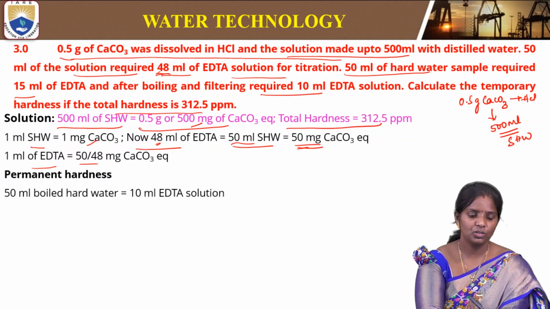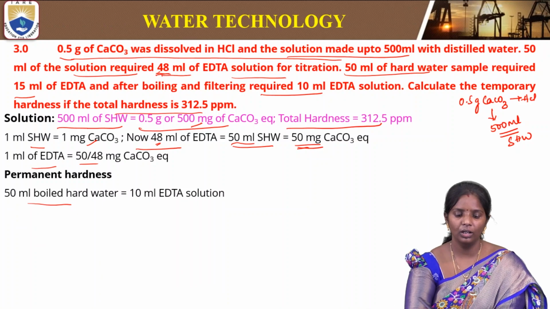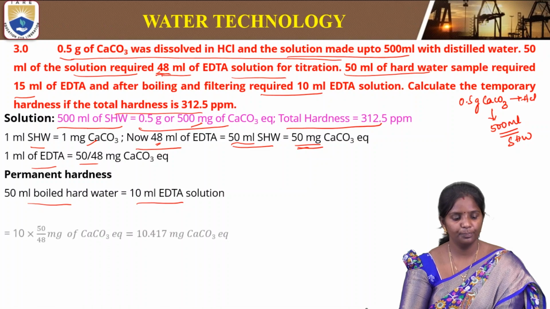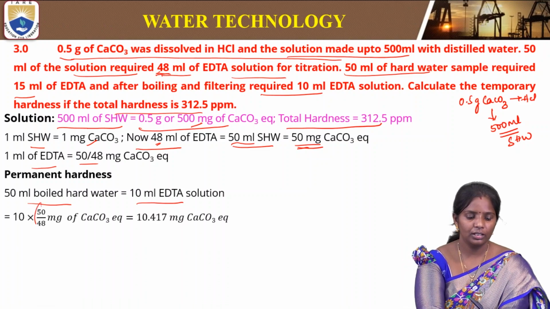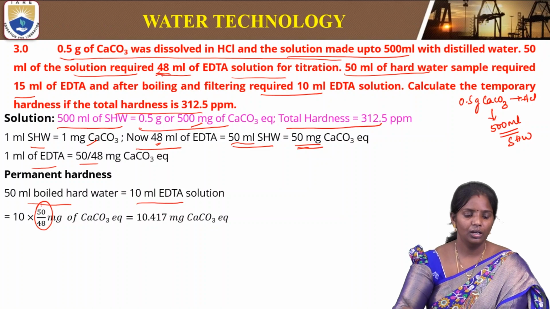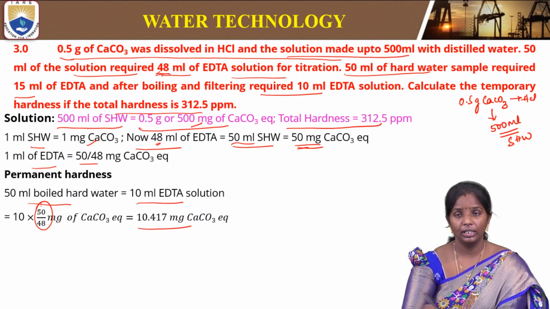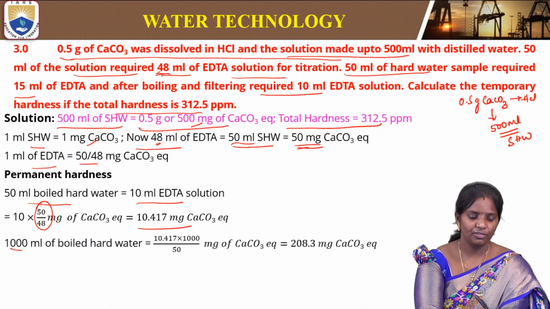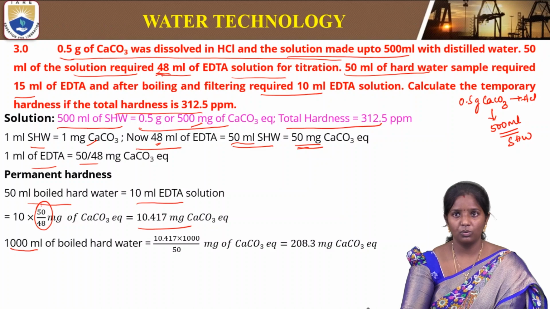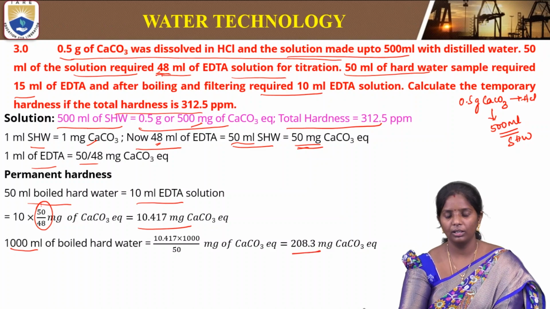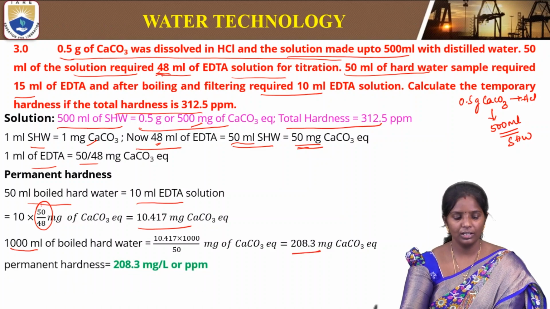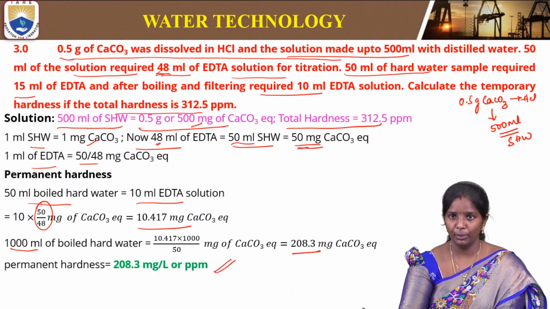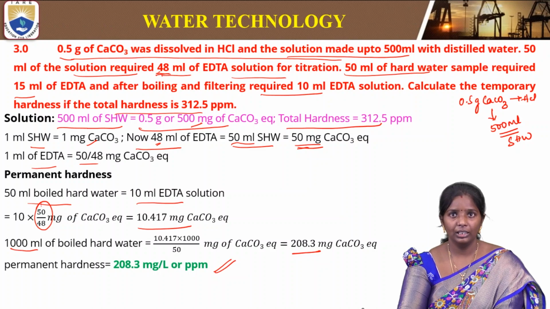Permanent hardness: 50 ml of boiled water consumes 10 ml EDTA solution. 50 by 48 is for 1 ml, so 10 ml of EDTA gives 10.417 mg calcium carbonate equivalents. For 1000 ml, multiply with 1000 and we get 208.3 mg of calcium carbonate equivalents. That is nothing but the permanent hardness in mg per liter or ppm. Now we have to calculate the temporary hardness.